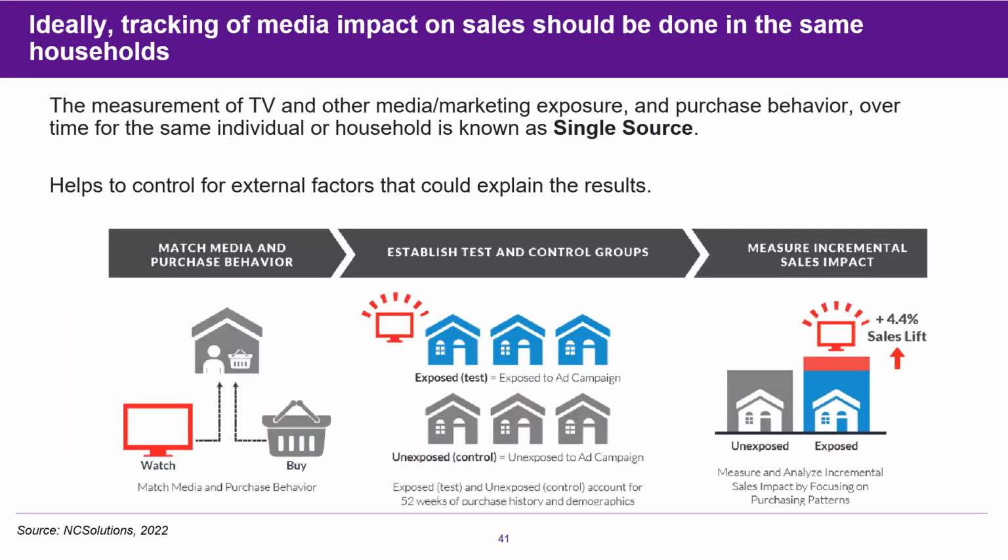Ideally, tracking of media impact on sales should be done in the same households. The measurement of TV and other media or marketing exposure and purchase behavior over time for the same individual or household is known as single source, and this helps to control for external factors that could explain the results. And here you can see a visual depiction of how this testing is done. You need to match the media and purchase behavior, establish test and control groups, exposed versus unexposed, and measure the incremental sales impact among those exposed.